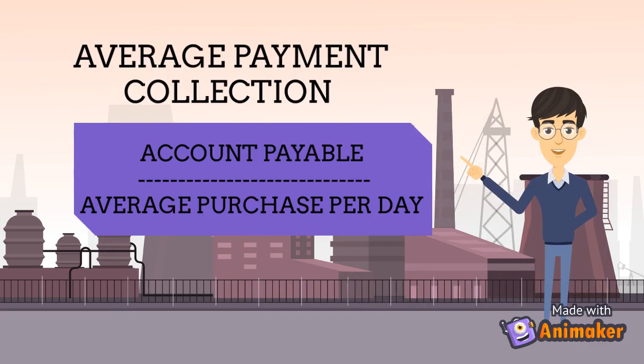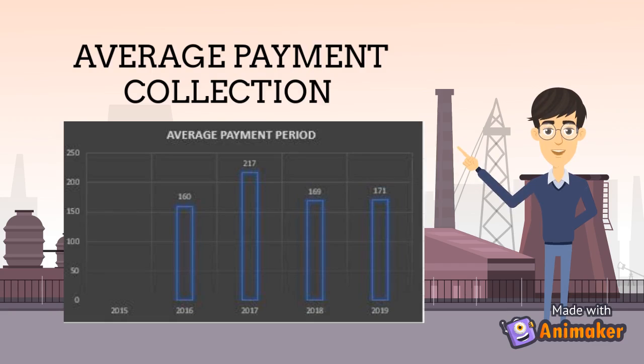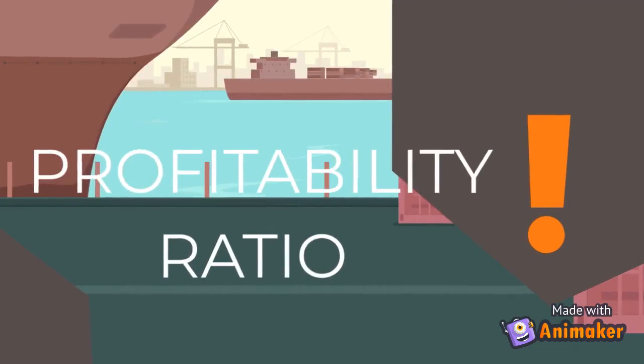Average payment period is a measurement of how the company pays back the accounts payable within a period. How to find average payment period? We need to find accounts payable and divide by average purchase per day. From the graph we can see that in the year 2017 the number of days for accounts payable is highest during the 5 years period, which is 217 days.